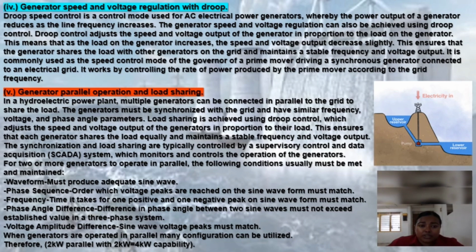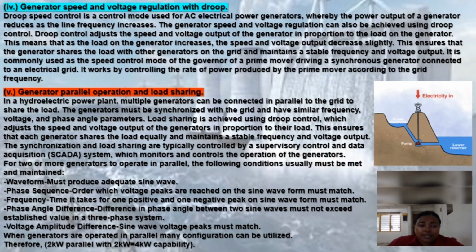Droop speed control is a control mode used for AC electrical power generators, whereby the power output of a generator reduces as the line frequency increases. The generator speed and voltage regulation can also be achieved using droop control. Droop control adjusts the speed and voltage output of the generator in proportion to the load on the generator. This means that as the load on the generator increases, the speed and the voltage output decrease slightly.